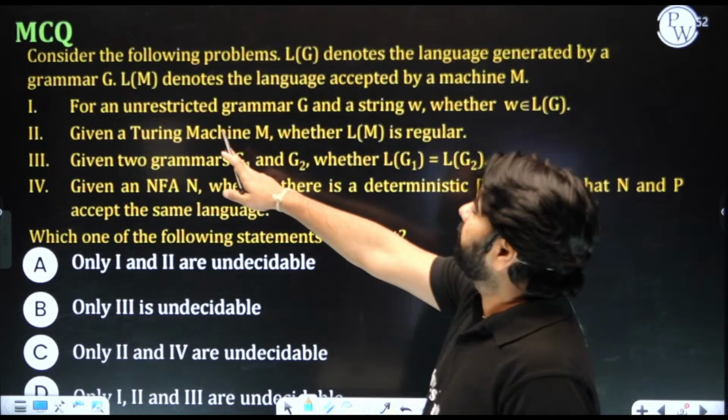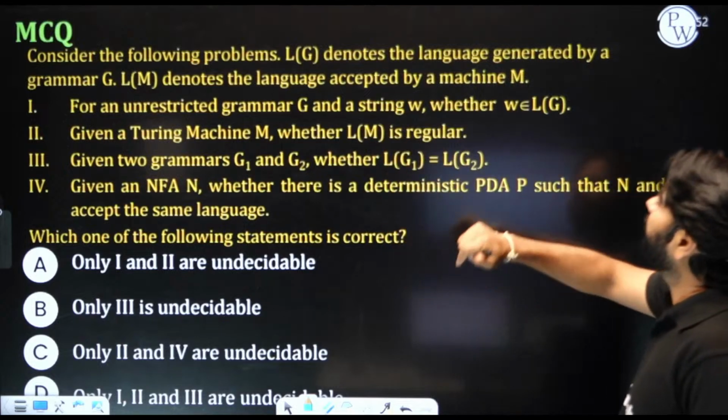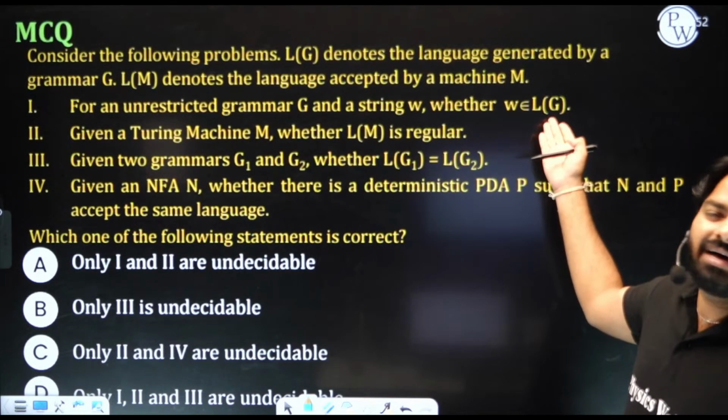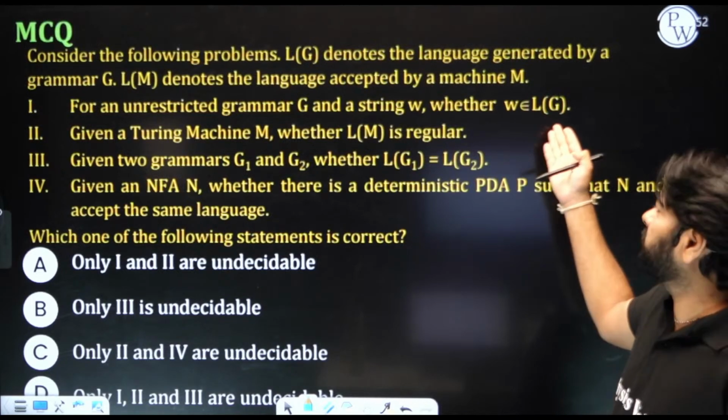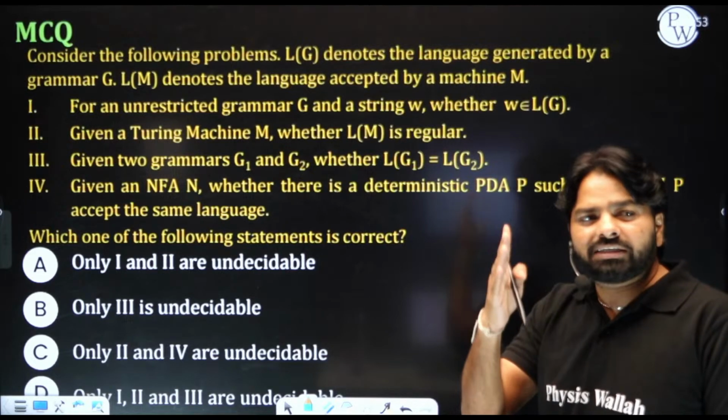Okay, next, first problem. Given unrestricted grammar and given string, here this is called as membership. Now W belongs to, this is REL, right, recursively enumerable language. So membership problem for recursively enumerable grammar, membership problem for recursively enumerable language.